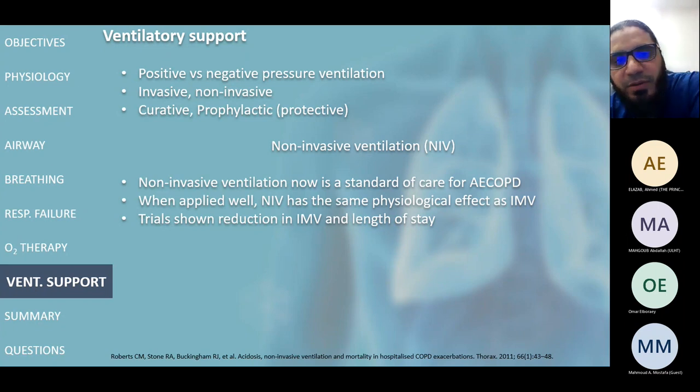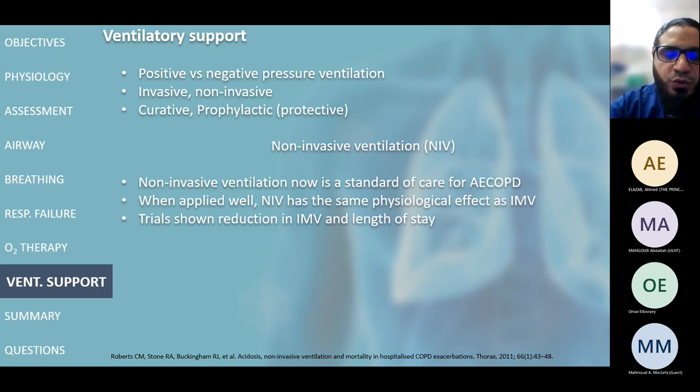alveolar capillary membrane. And this ventilatory support, the positive pressure ventilation, can be either invasive by endotracheal tube or tracheostomy, or non-invasive by a mask or a helmet, and it can be used as curative respiratory support, or as protective for the airway and the lungs. I'm going to speak about the non-invasive part of it, and specifically about CPAP and NIV, because they are the most common ones being used in the wards.